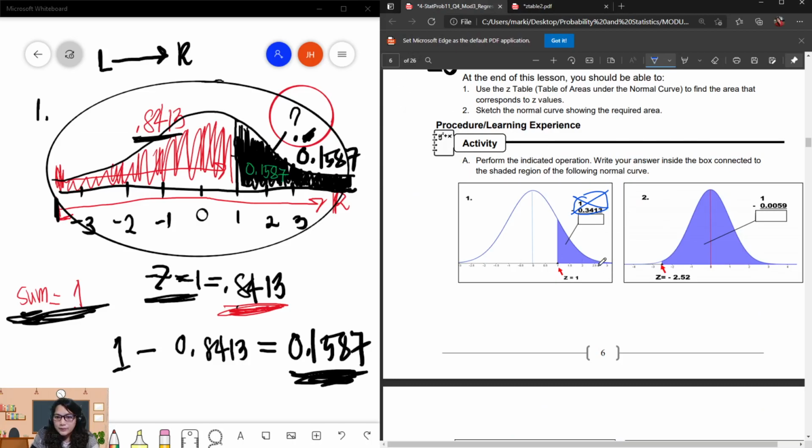Let's have another example. How about number 2? The same thing. We are looking for the shaded violet region here. So what are we going to do? We are going to get the value of this negative 2.2, because it is from left to right, but we need this region. So by this, you get the value using the z table, negative 2.52.